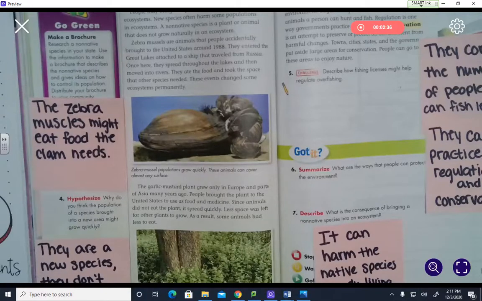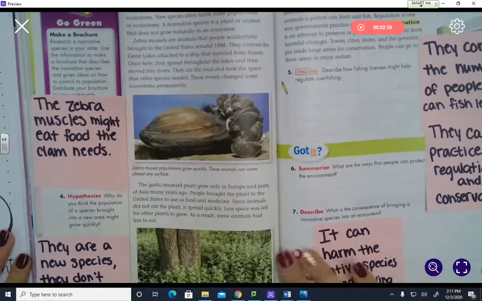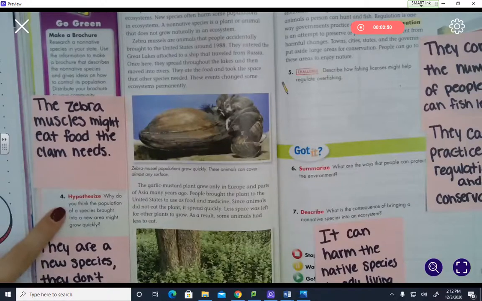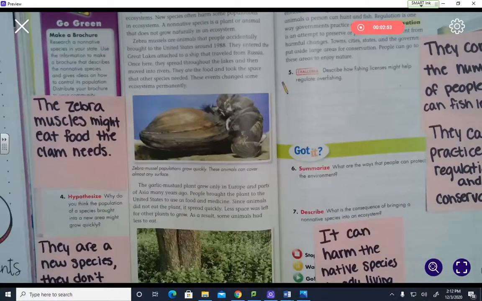Now take a look at question number 4. It's another hypothesis. So your answer will probably be different than mine. And that's okay because it's a hypothesis. So number 4 says, why do you think the population of a species brought into a new area might grow quickly? They're a new species, so they don't have many predators yet. Or maybe they'll just thrive in that area because they're getting the resources they need.